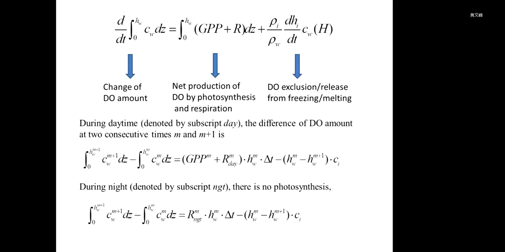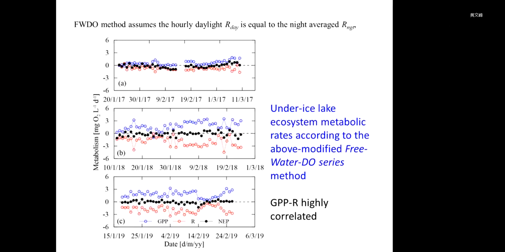Then, since we assume the nighttime respiration equals the daytime respiration, that means in the middle equation, the daytime R is known. So with the daytime DO observations, we can calculate the GPP in daytime. Then, with the estimated GPP, R, and observed PAR transmission and water temperature, we can see, and this picture shows the on-ice lake ecosystem metabolic rates according to the above modified free water DO series method.